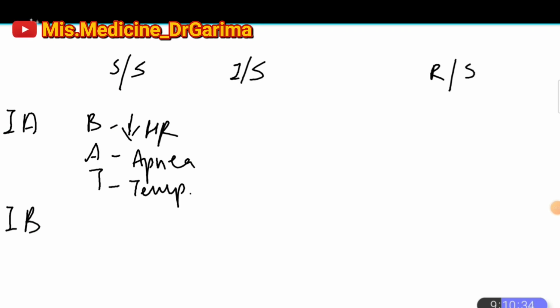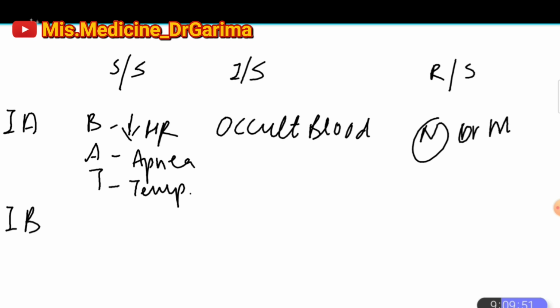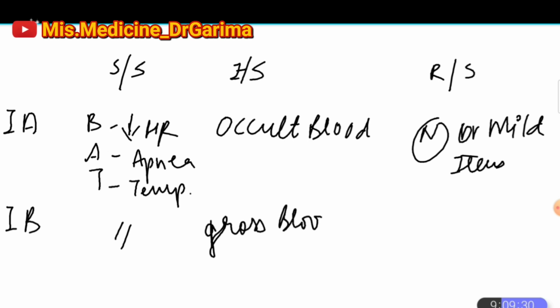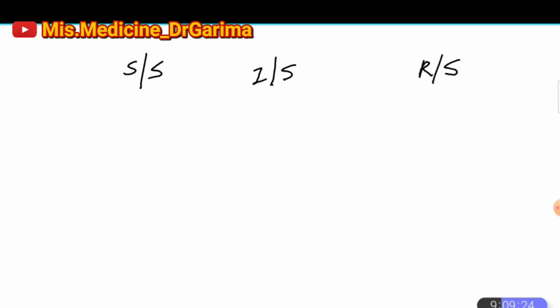Next is the intestinal signs. We will see occult blood in stool. In the first stage we will see occult blood in the stool, and the radiological sign will be normal or mild ileus. Okay, and the next one is 1B, which has the same symptoms. Systemic signs mean BAT: bradycardia, apnea and temperature instability, but in the intestinal symptoms they have gross blood in stool, and normal or mild ileus in the radiological sign.